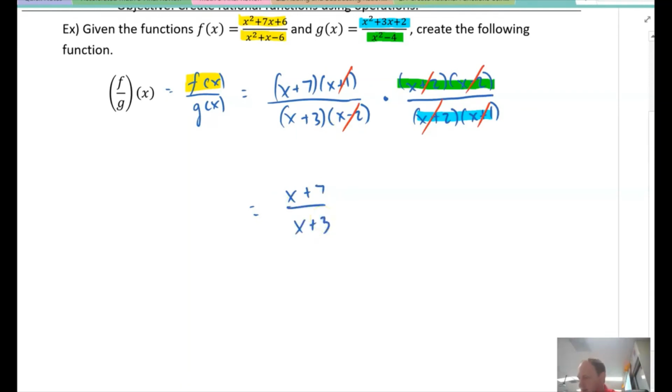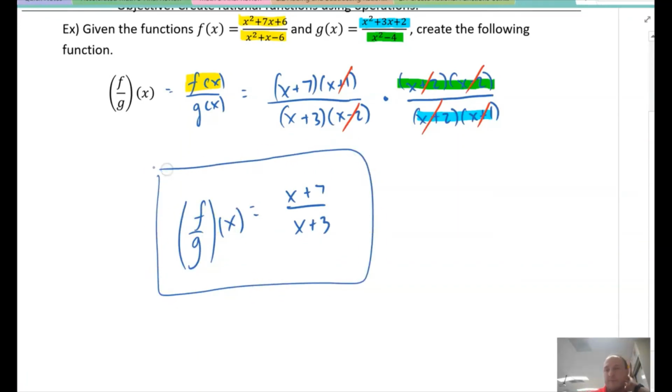Let me double check my notes just to make sure. Okay. Okay, and then notation wise, so this is f divided by g. Ah, that looks horrible. F divided by g, big parentheses of x is equal to. Okay, there you go. That's it.